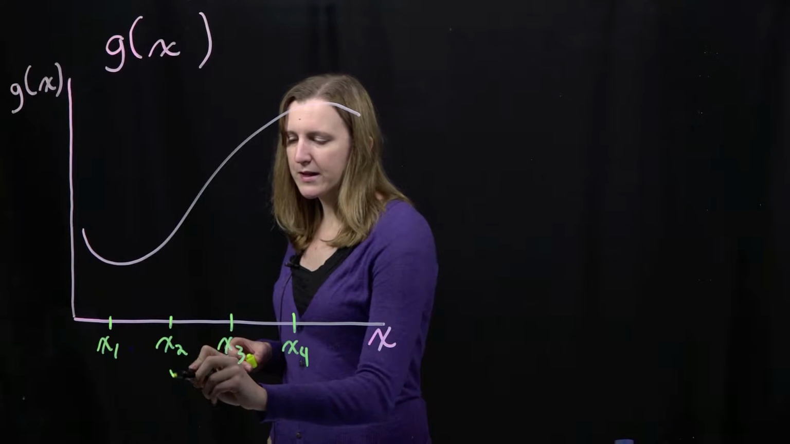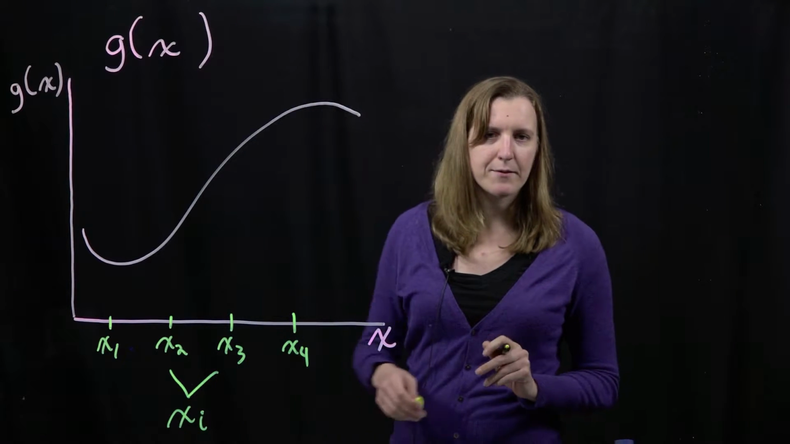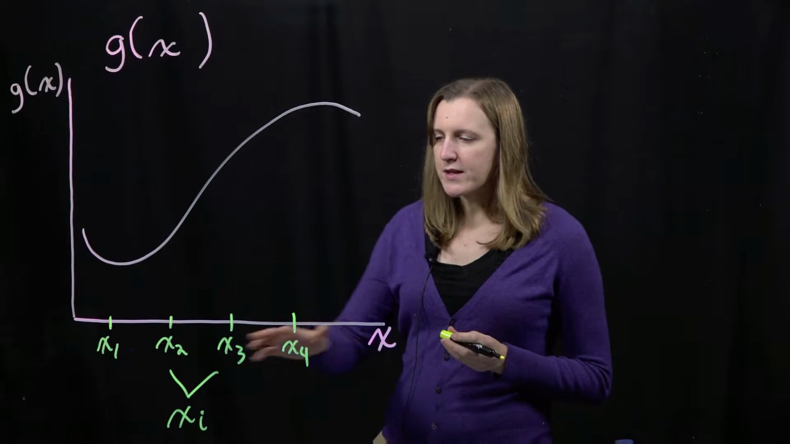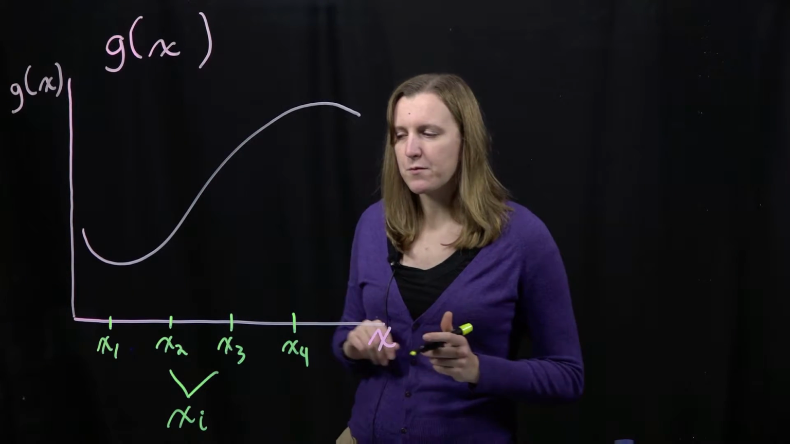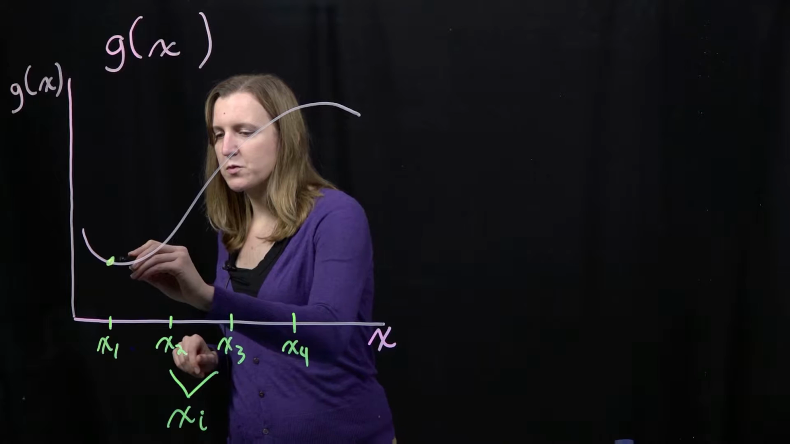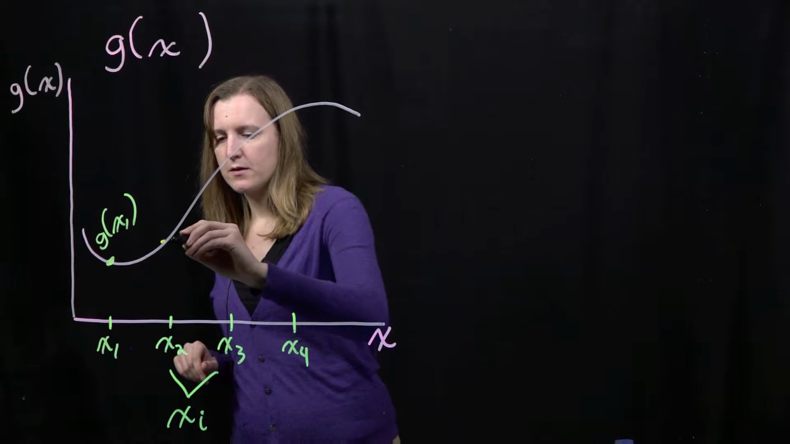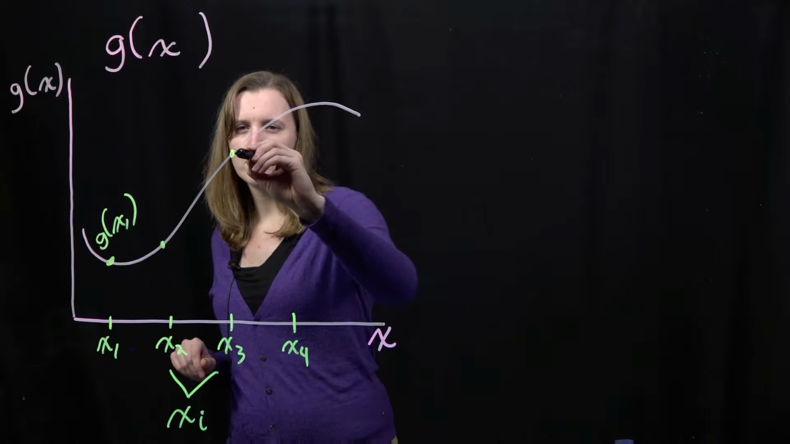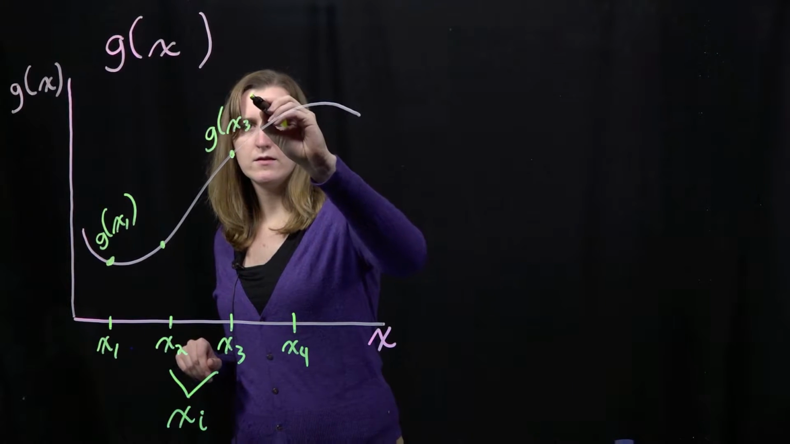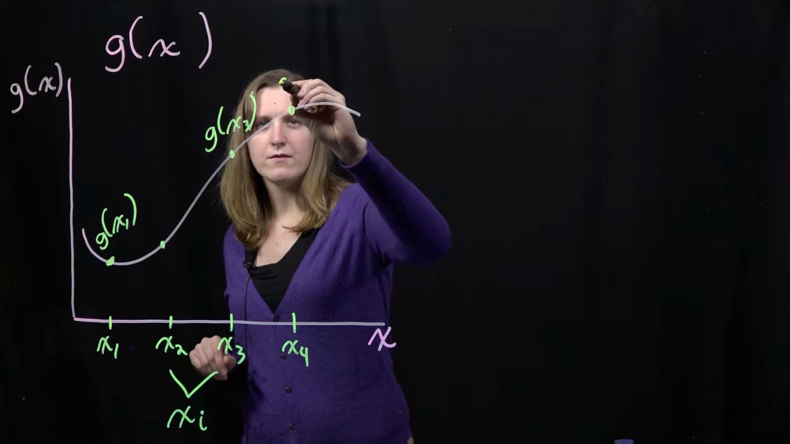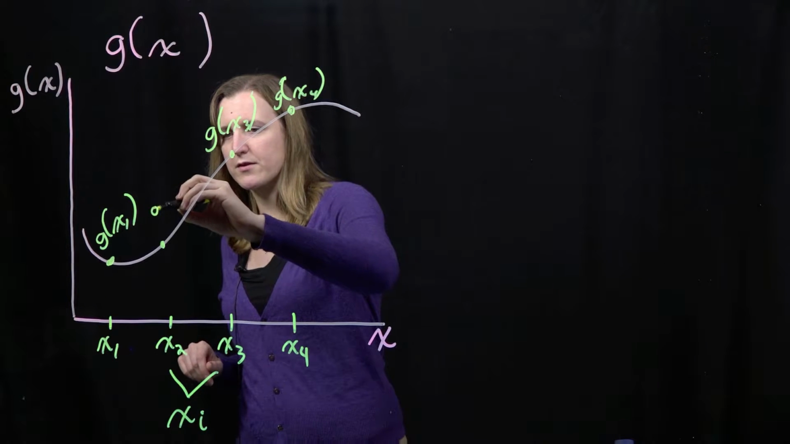And so in general, we can generalize these and call them our values. These are going to be x sub i. Each of these points has some value of the function associated with it. So this would be g of x1. We'd have x2. This would be g of x3. And up here we have g of x4. And we'll write this last one in for completeness.